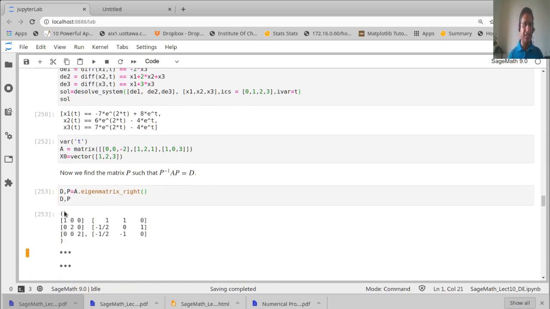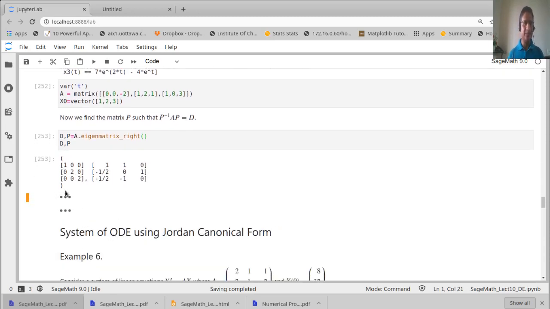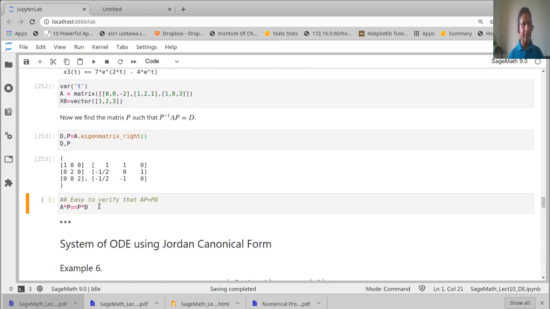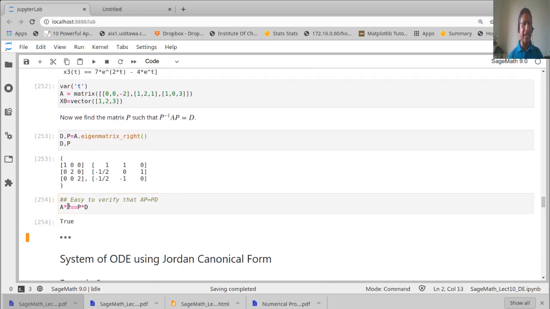So P is this one. It has two eigenvalues, 1 and 2. 2 is of multiplicity 2, and there are three eigenvectors here. You can see this matrix is invertible, so that's your P. Therefore this matrix is diagonalizable. Once it is diagonalizable, we can check whether A times P is equal to P times D. That is true.